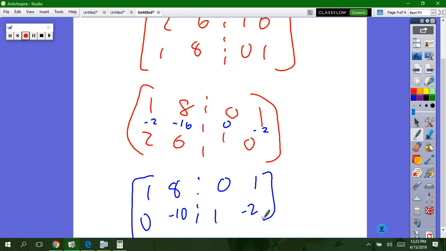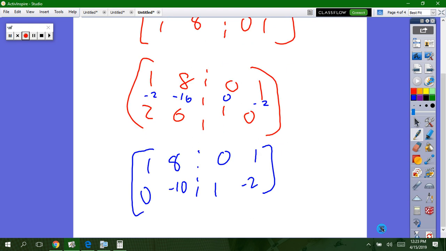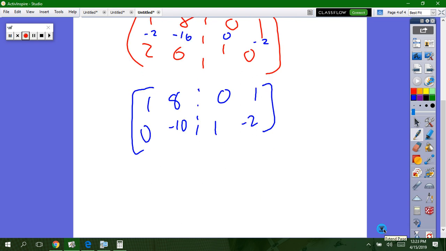Any questions on how I have this one? Okay, I want this to become a what? A 1. So how do I make it become a 1? I divide by negative 10. Okay. That's okay. Fractions aren't bad. You might not think fractions are good, but that's what you have to do. Yes.